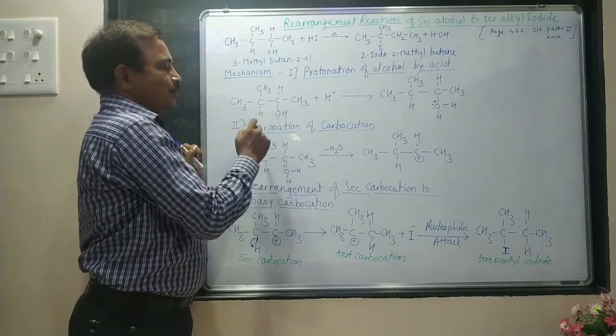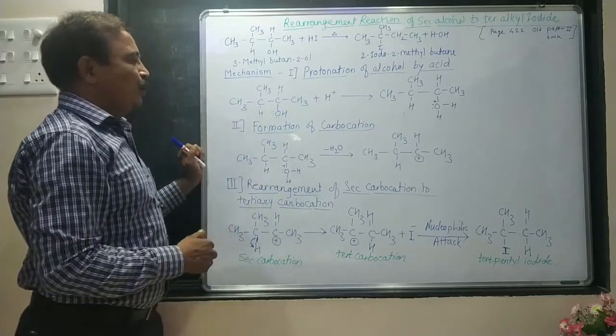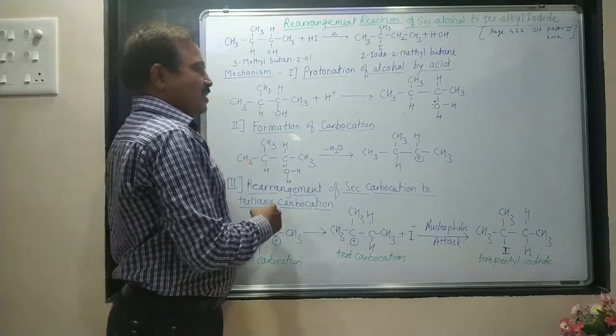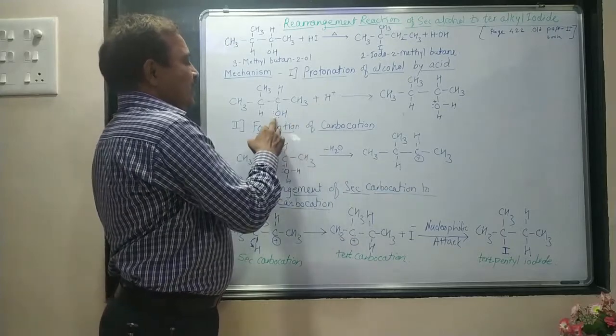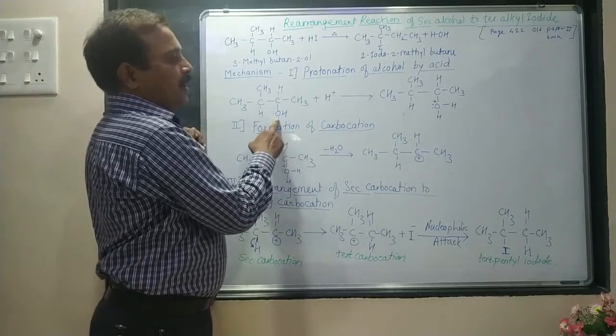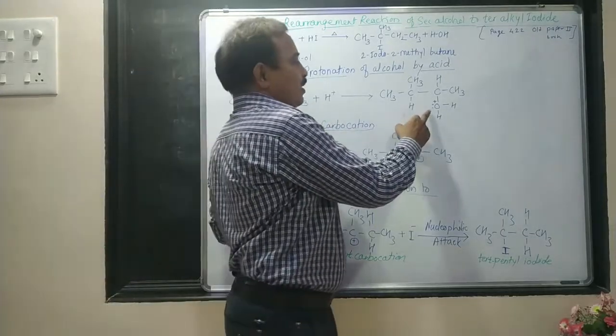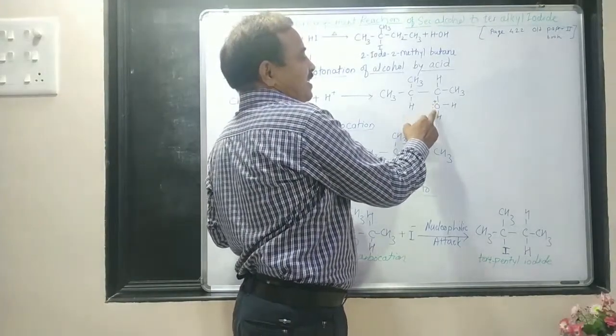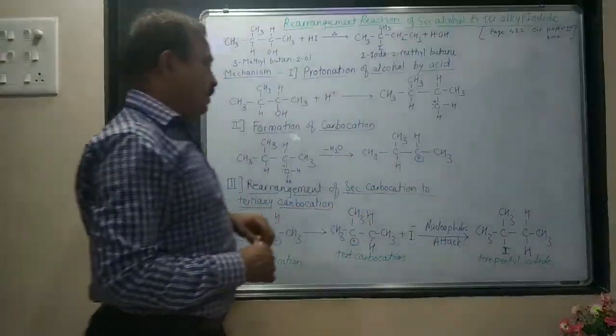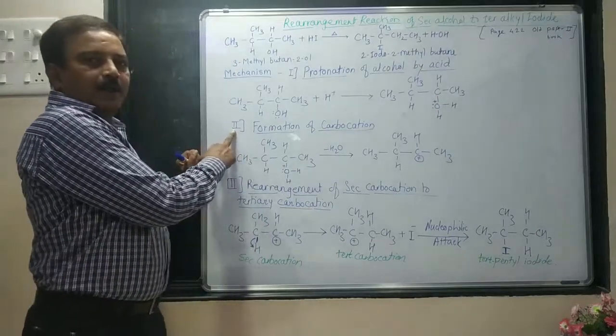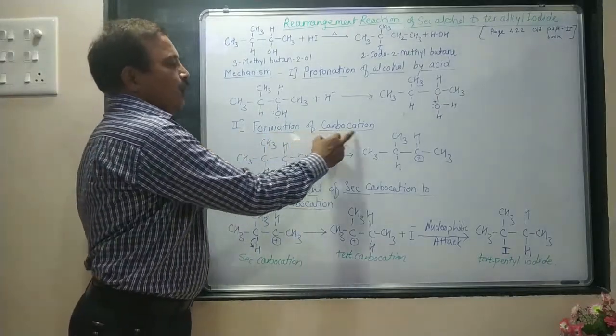or oxygen atom will act as a nucleophile, nucleus loving reagent. So here this proton will attack and oxygen will provide a pair of electrons. Therefore a positive center is developed on the oxygen atom. Now step number 2, formation of carbocation.